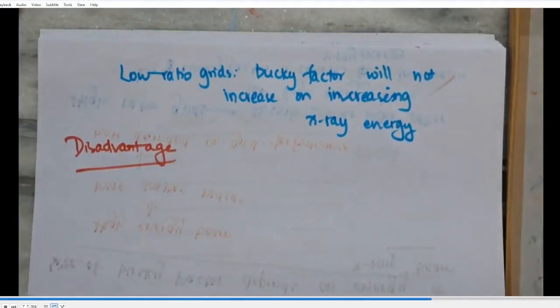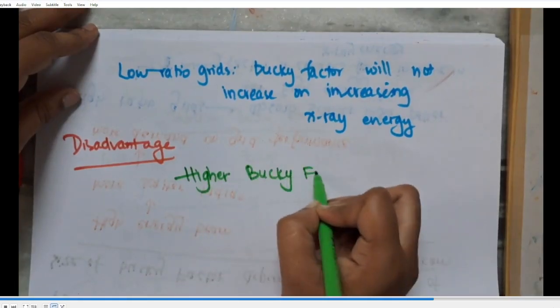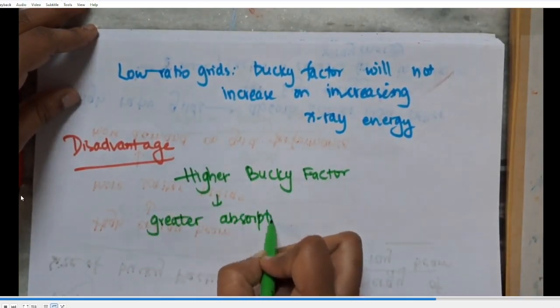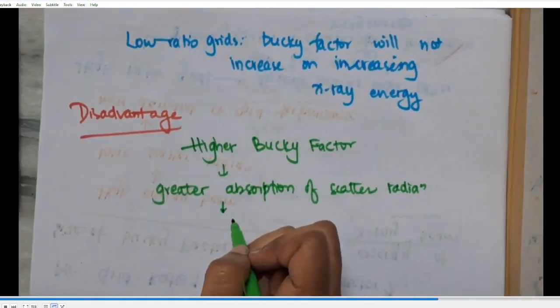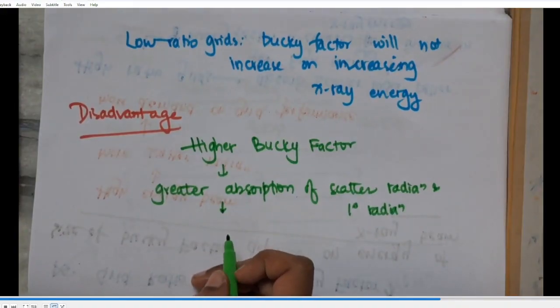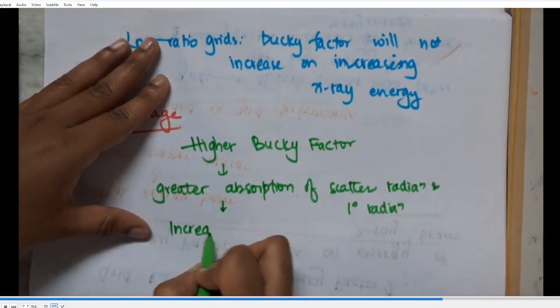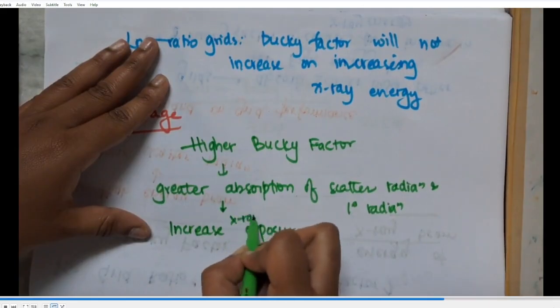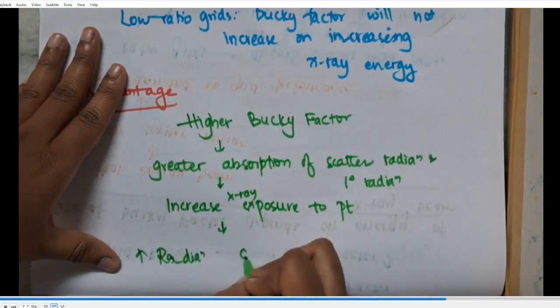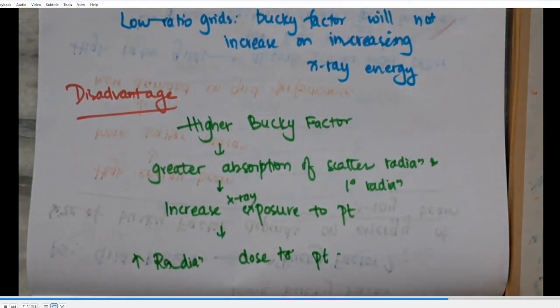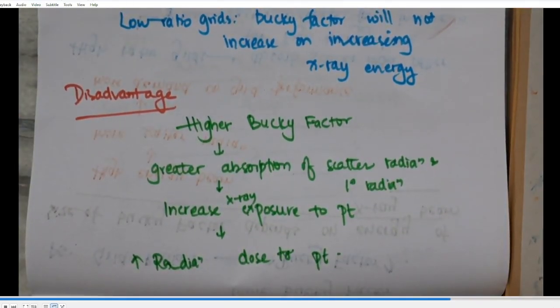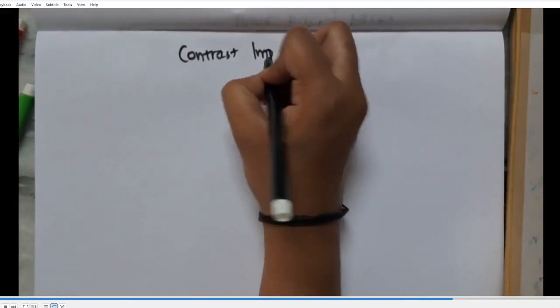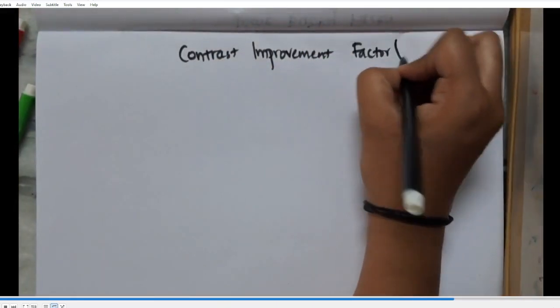Then, although a high Bucky factor is desirable, there are some disadvantages. The higher the Bucky factor, the greater is the absorption of scatter radiation, and also of primary radiation. This will increase the exposure factors and thus increase the radiation dose to the patient. So the Bucky factor is very important for maintaining the radiation dose to the patient.